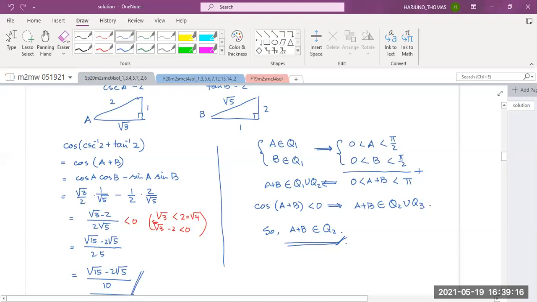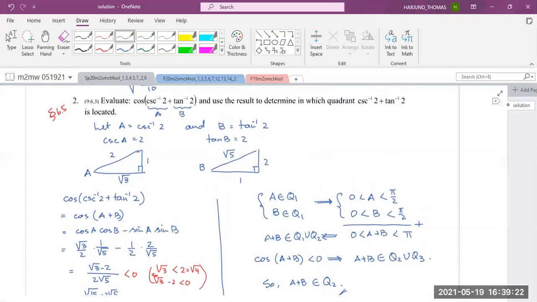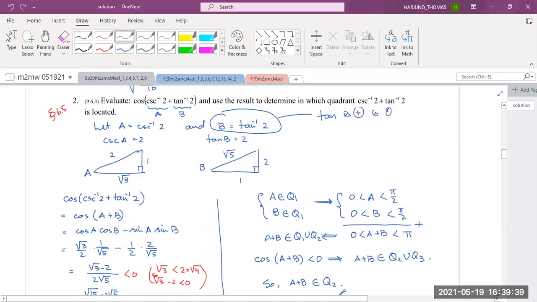How do we know, Thomas, that A is in quadrant 1 and B is also in quadrant 1? Well, because B is a tangent inverse of a positive number. Hold on, but tangent is positive in quadrant 1 and 3. Tangent is positive in quadrant 1 or quadrant 3, right? Why then do you say tangent inverse 2 is in quadrant 1? Well, because by definition, by restricted domain.